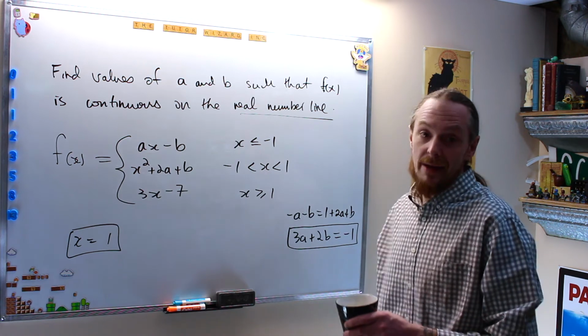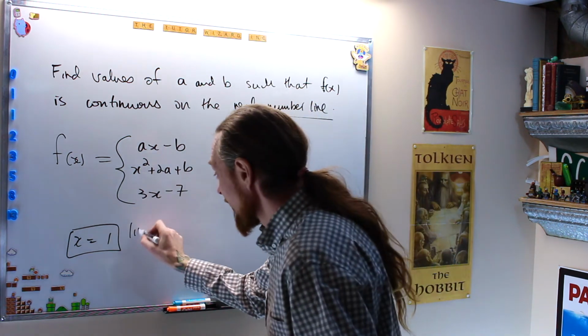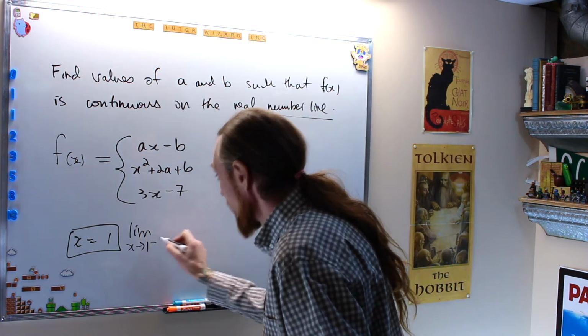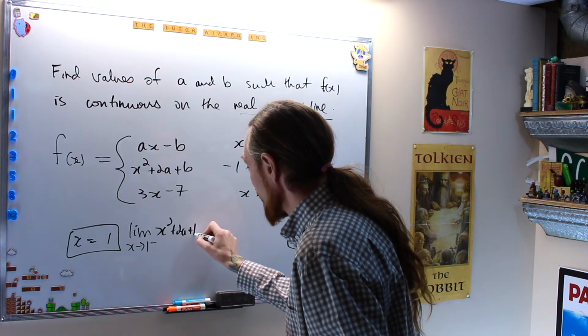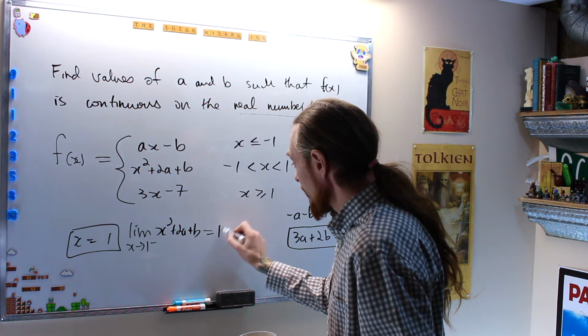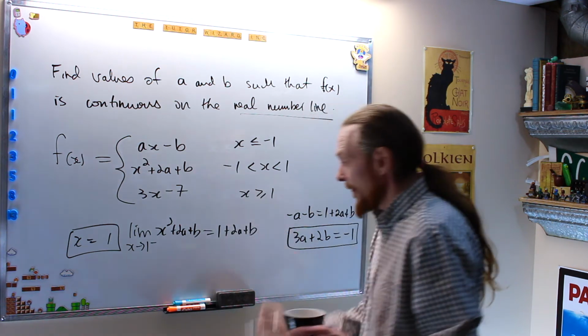Now at x equals 1, what we're going to do is the limit as x approaches 1 from below of f of x is x squared plus 2a plus b again, which is equal to 1 plus 2a plus b.